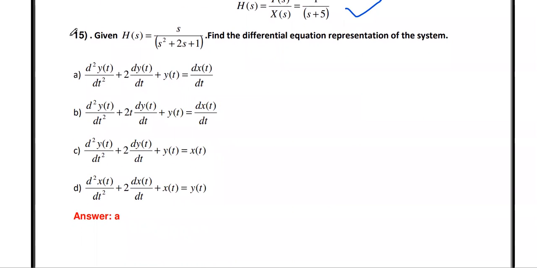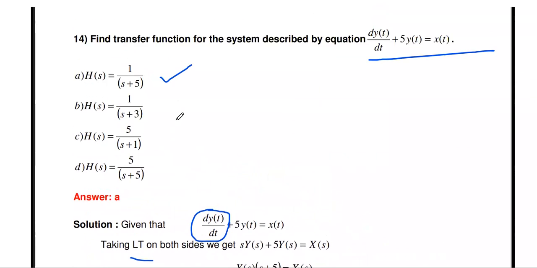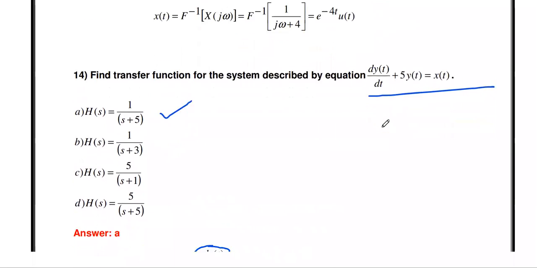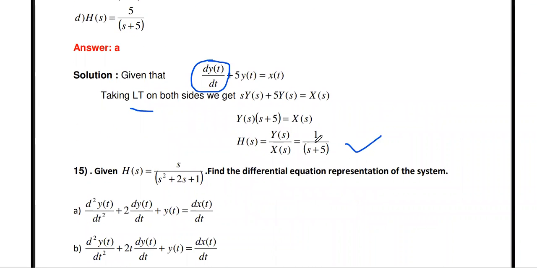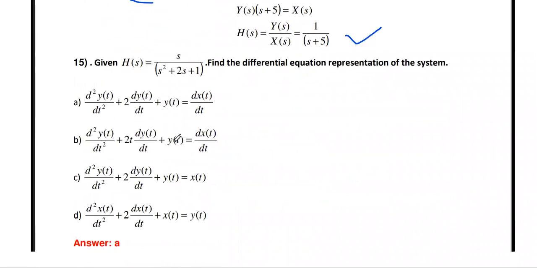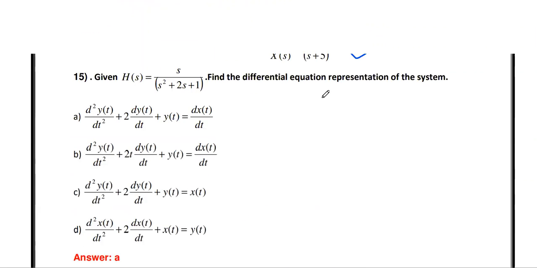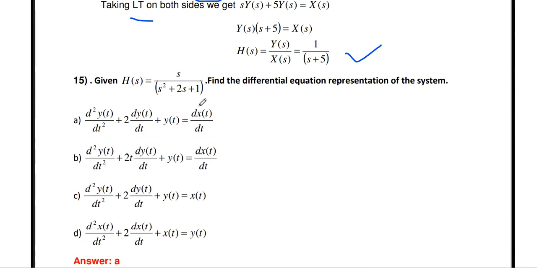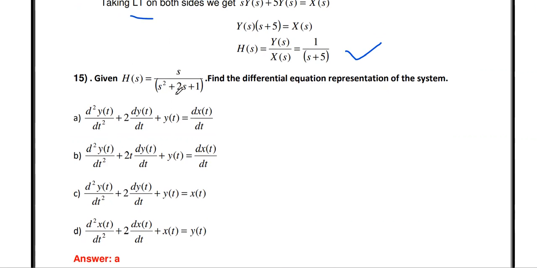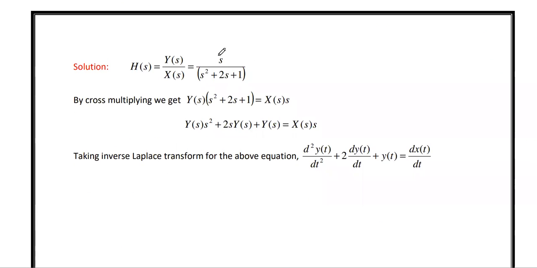Okay, then the next question: given H of s, find the differential equation. So in the previous question, the differential equation was given and we derived the transfer function H of s. But in this question, H of s is given, and we have to derive the differential equation. So in reverse, we have to perform. So you just write H of s. We already know H of s is a ratio of Y divided by X. Then you just cross multiply these two things.